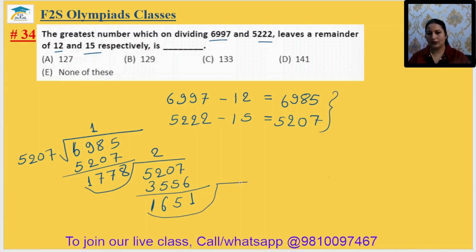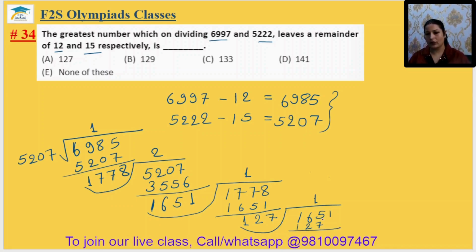Now this will be the divisor. 1778 will be your dividend. So ones are 1651, 8 minus 1 is 7, 7 minus 5 is 2, 7 minus 6 is 1, 127 divided by 1651. So ones are 1 2 7, 8 and 6 minus, sorry, 5 minus 2, it will be 3 and then 1.